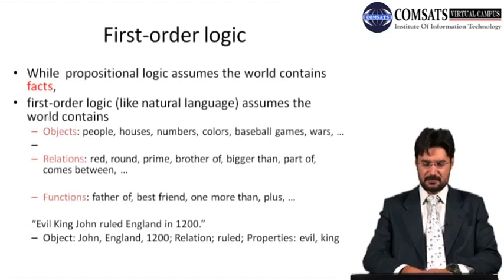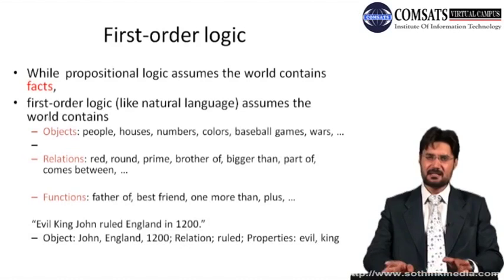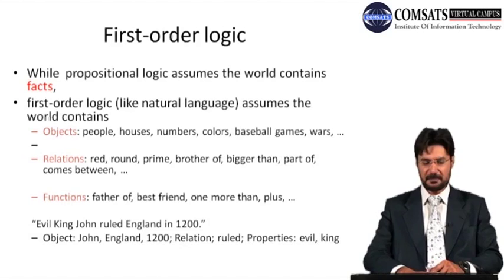So in first order logic, now we have multiple things. We think about everything as an object. Objects are like people, houses, numbers, colors, baseball games, wars, or any other kind of thing; we call it an object. And then if we have objects, there will be relationships between different objects. The relationships we can define as red, round, prime, brother of, bigger than, part of, comes between.